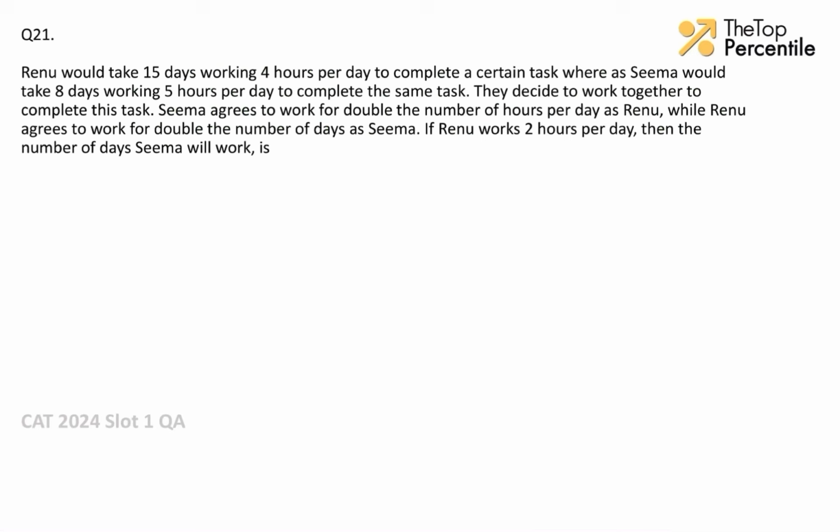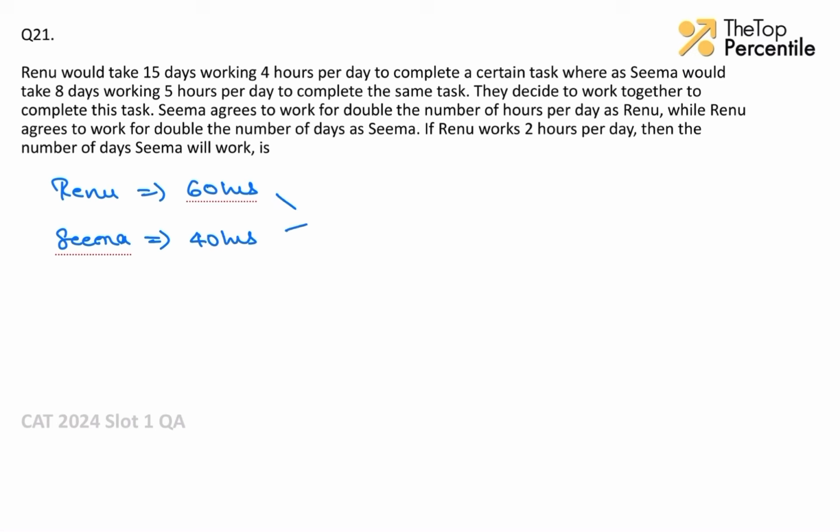Renu would take 15 days working 4 hours per day to complete a certain task, whereas Seema would take 8 days working 5 hours per day to complete the same task. So Renu will take 15 days into 4 hours per day, which is 60 hours to complete the task, and Seema will take 8 days into 5 hours per day, which is 40 hours to complete the task.